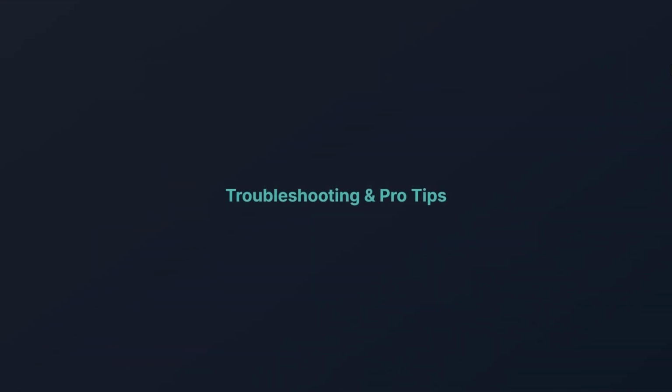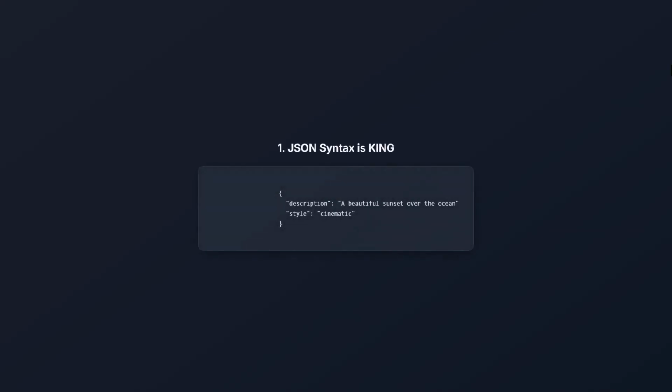All right, you've got the blueprint down, but even with the best structured control, you might hit a few bumps. Let's tackle common pitfalls and give you some pro tips to ensure your Google Veo 3 creations are consistently excellent. First, JSON syntax is king. One misplaced comma, a forgotten bracket, or a typo in a key can completely break your workflow. If your AI tool isn't generating what you expect or gives an error, always double-check your syntax meticulously.